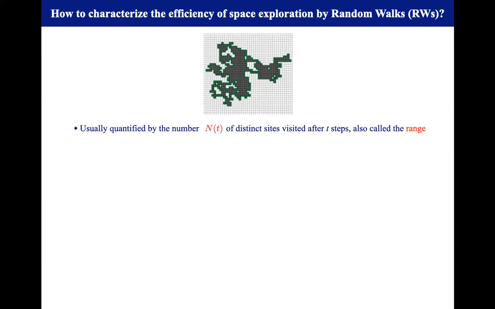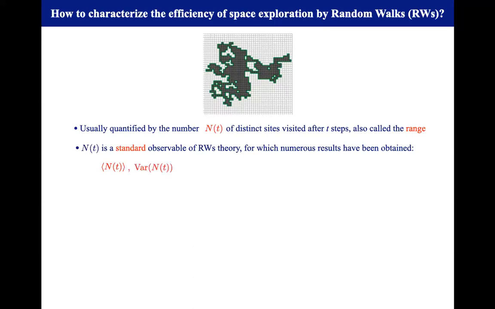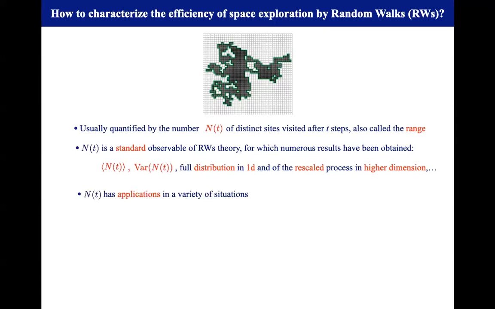N of t, the range of the random walk, is actually a standard observable of random walk theory, and it has generated a huge number of works. For instance, you can calculate the average of N of t, the variance of N of t, and even the full distribution in one dimension, and that's the rescaled process in higher dimension. So N of t is a very important observable. One of the reasons why it is so important is that it has many applications in a variety of situations.